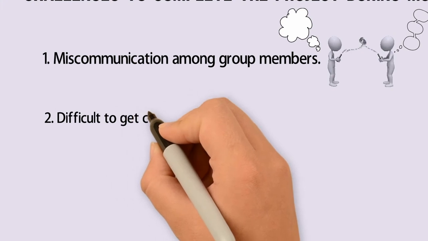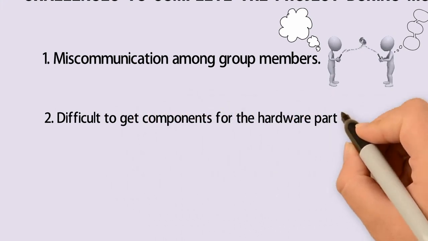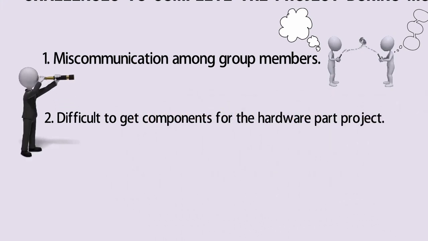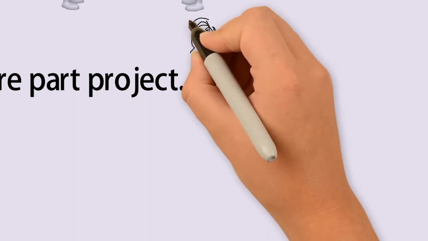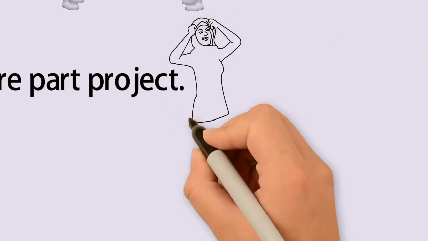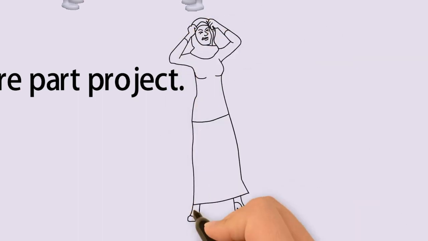Second, it is difficult to get components for the hardware part. Since all group members stay in different places, we decided to choose one person in charge of the hardware part. Since that person's place does not have a supplier for the components, she must buy them online and it will take time to receive. So it might drag the time.